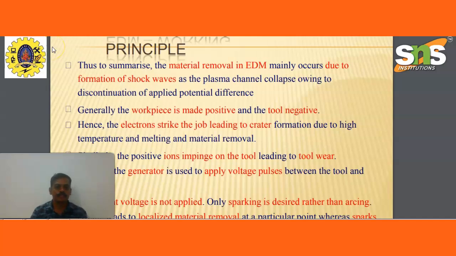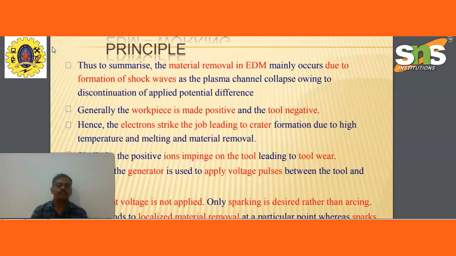Working principles of EDM. EDM stands for electric discharge machining. To summarize, the material removal in EDM mainly occurs due to the formation of shock waves as the plasma channel collapses owing to discontinuation of the applied potential difference.